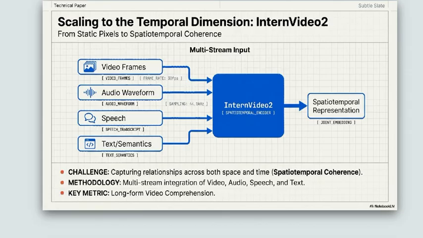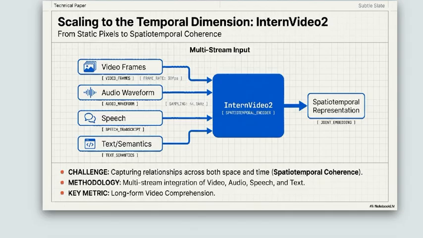Because video is just a lot of images, right? It is, but the computational load explodes. And you introduce a new dimension, time. The source used the term spatiotemporal coherence. Fancy engineering speak for understanding how things change over time. But what's fascinating about InternVL 2 is the input strategy. It uses a multi-stream input.